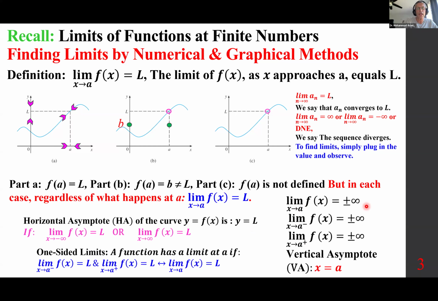One-sided limits: a function has a limit at a if the limit of f of x as x approaches a from the left and a from the right are the same. They are both equal to L.